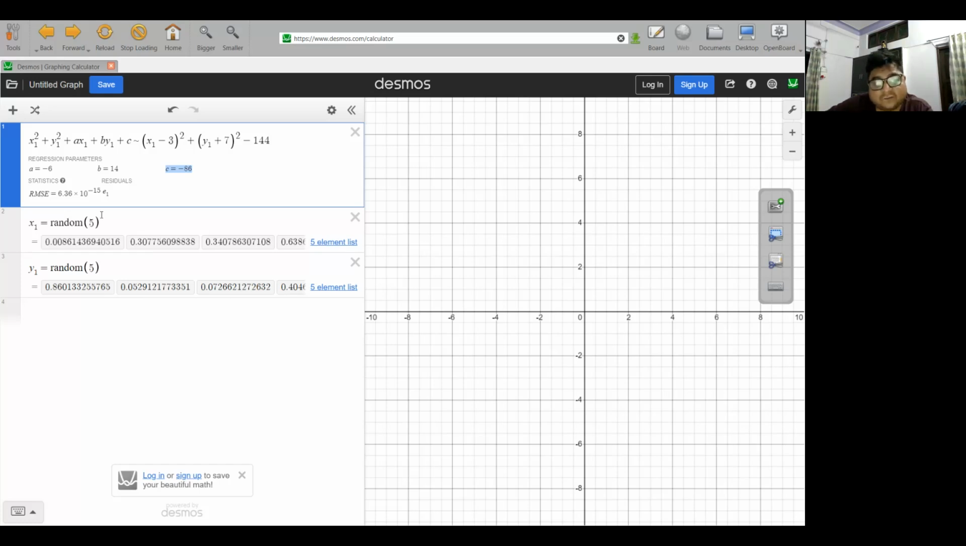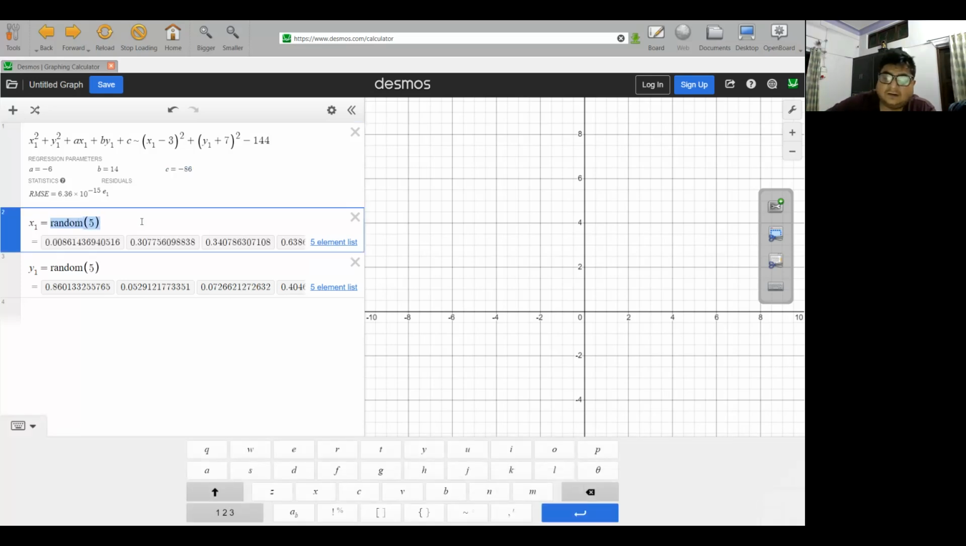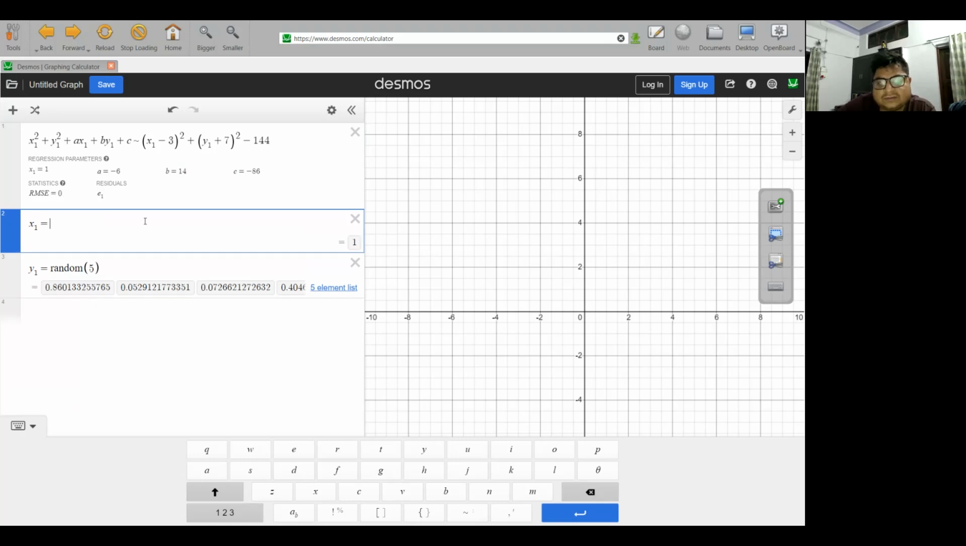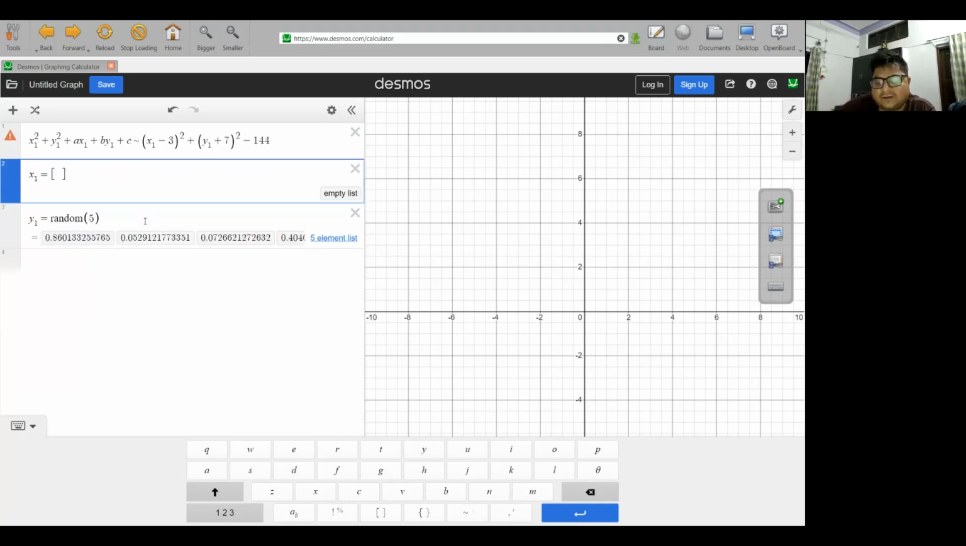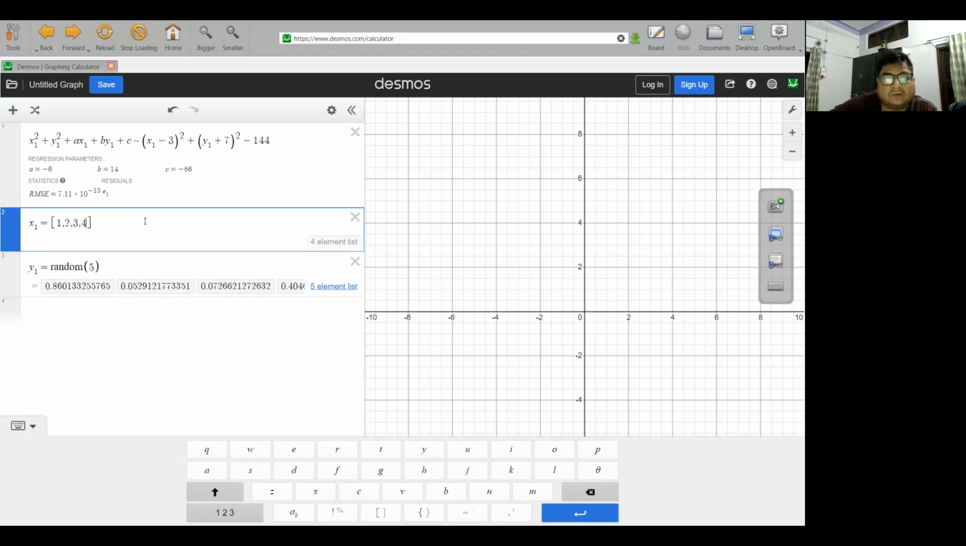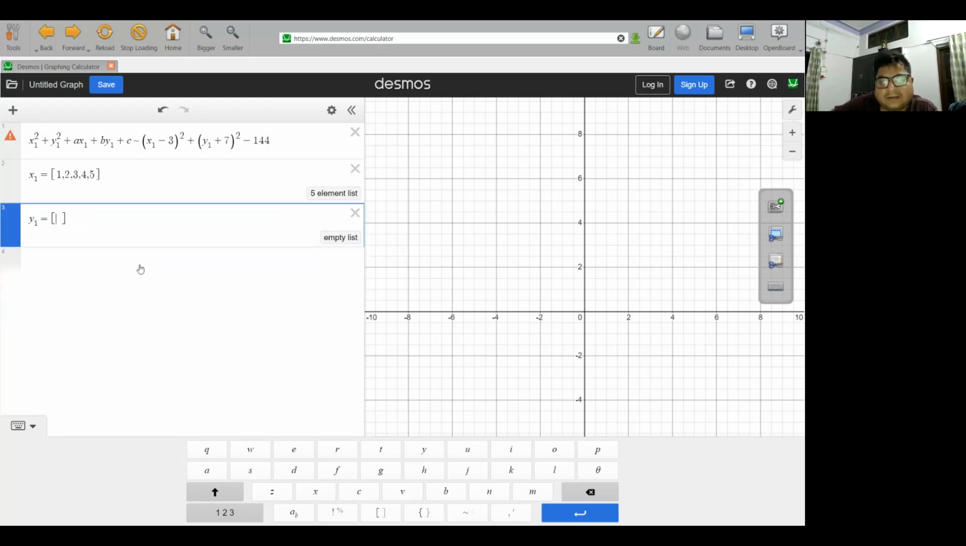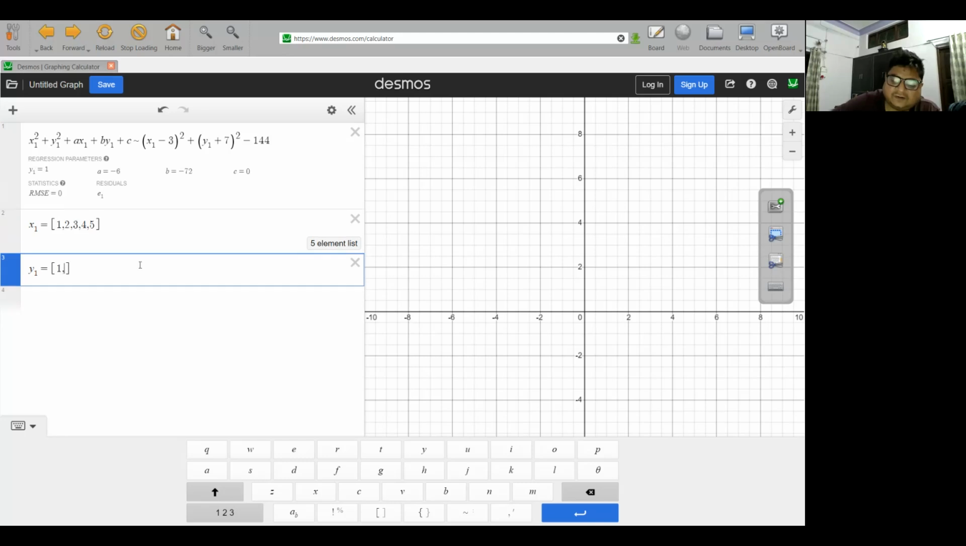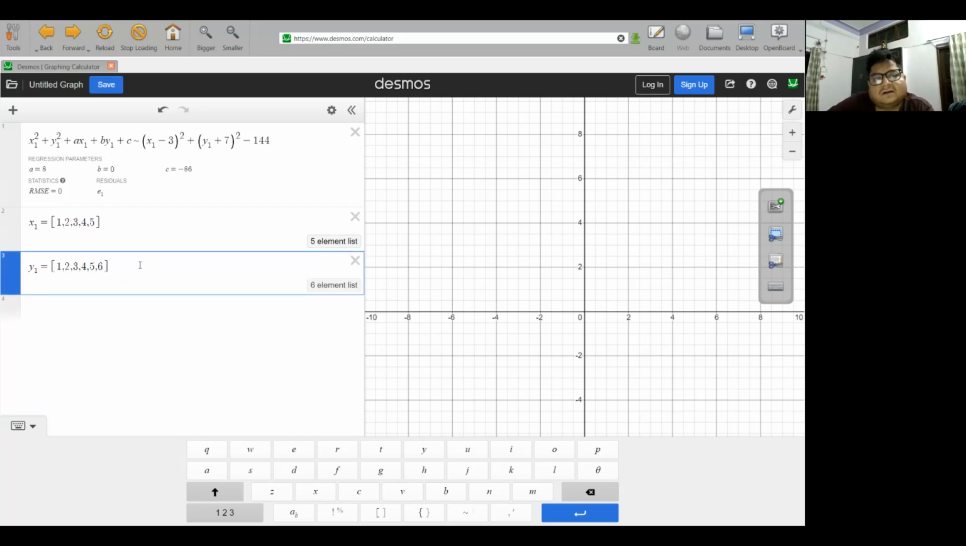But if you still want to give it from your end, you can use this list and write all those 5 values. Let's say I write 1, 2, 3, 4, 5. Same I can do with y1. That's an empty list. I write random values 1, 2, 3, 5, 6. They will give you the value of A is 8, B is 0, and C is -86. So the answer is -86.